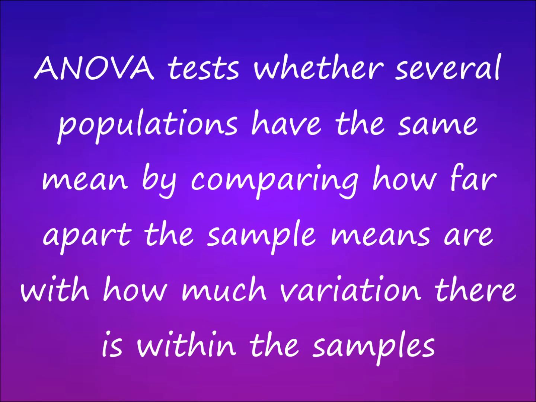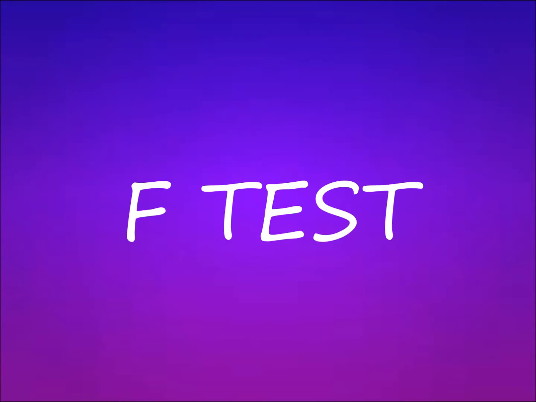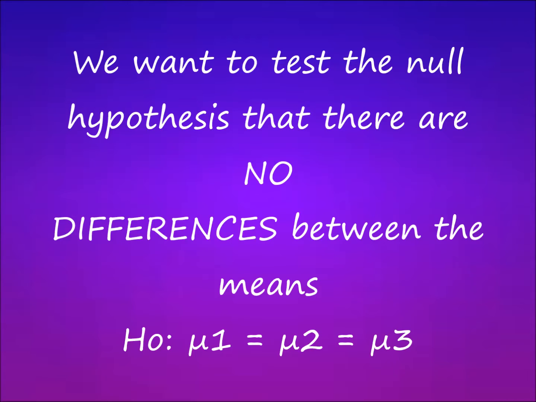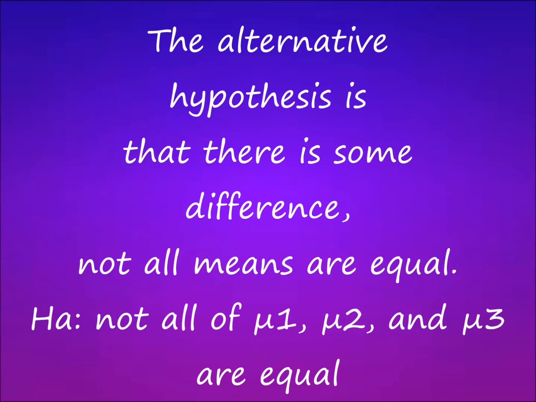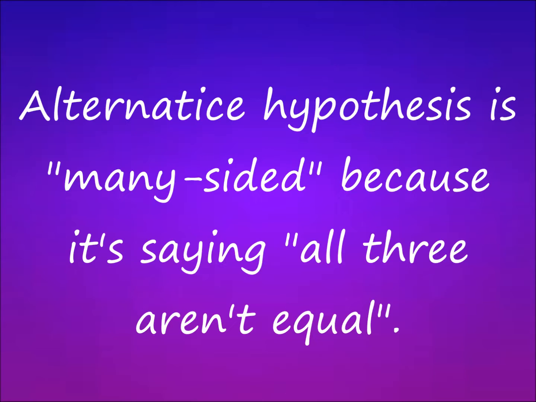ANOVA tests whether several populations have the same mean by comparing how far apart the sample means are with how much variation there is within the samples. We want to test the null hypothesis that there are no differences between the means. The alternative hypothesis is that there is some difference: not all means are equal. The alternative hypothesis is many-sided because it's saying all three aren't equal.